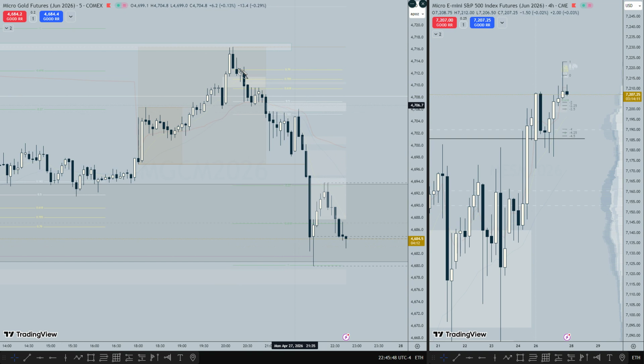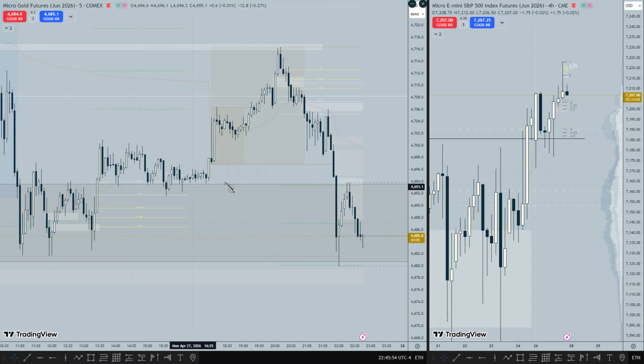Where are we going to take it to? Negative 0.27. This is our first target. This is our clear support that we just had. So here's your first target, obviously, right? Where are we going to take it to? If that smashes, look, we don't reject this time. We just smash right through and take out the negative 0.618.